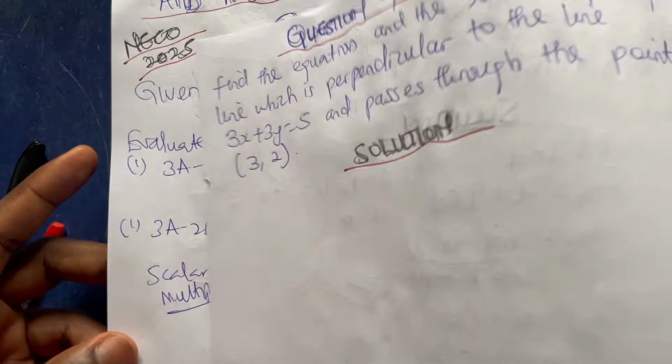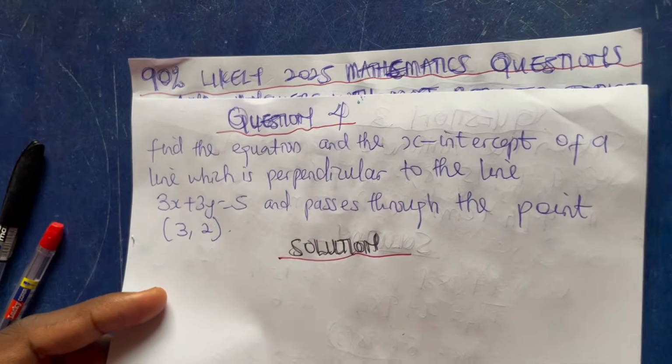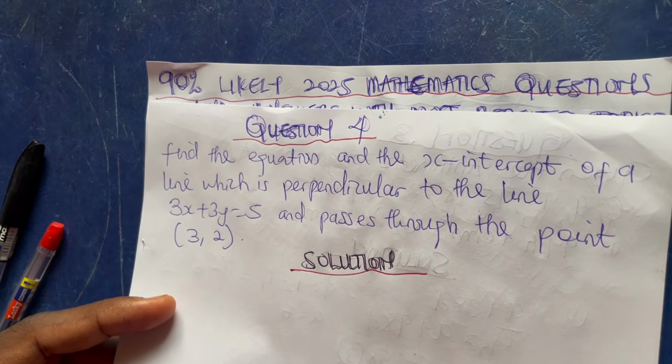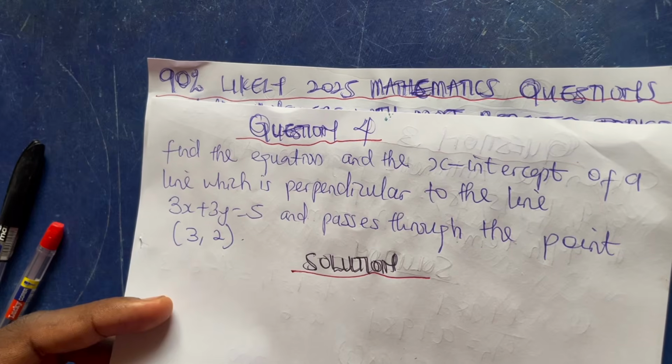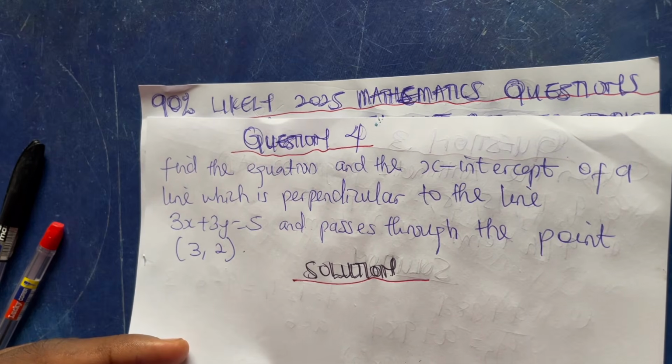So this one I have here is under equation of a straight line. We have straight line and curve. So this one is particular to what? Straight line.